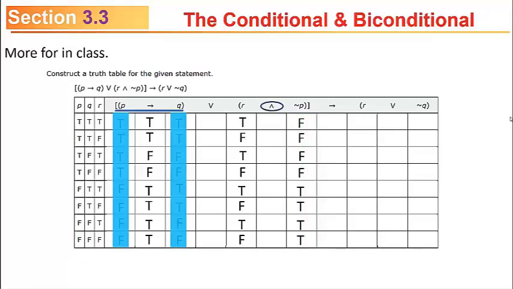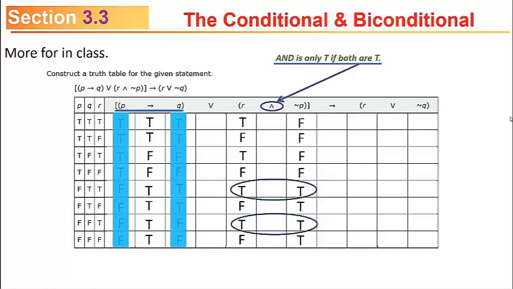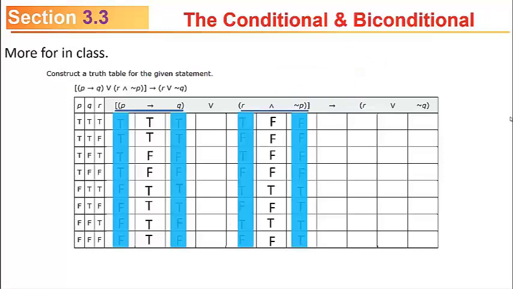And then I notice that I have an and between them. An and is only true if they're both true, and I scan through there and only see two cases where they're both true, so those will be the trues. Everything else will be false. And again, I've used up the R and the not P. By producing the and, I used up those other two columns. I'll actually shade them out just so your eyes don't focus on them anymore.